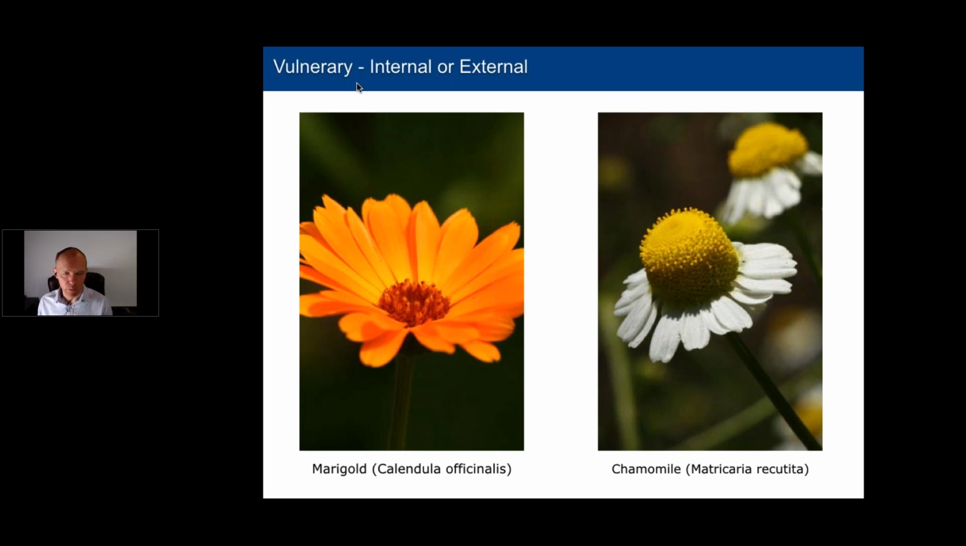So a lot of these vulneraries that we discussed could be used interchangeably. I think the only really important distinction to realize is that arnica should only be used externally, and comfrey, although it has been used internally, it's best to use it only for external purposes. We'll talk about the safety concerns a little bit more later on.